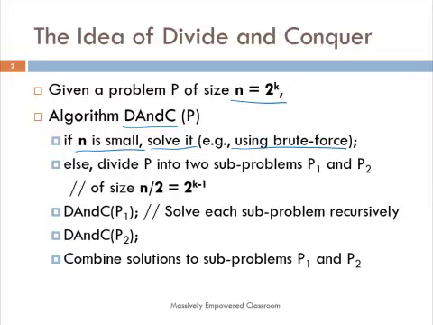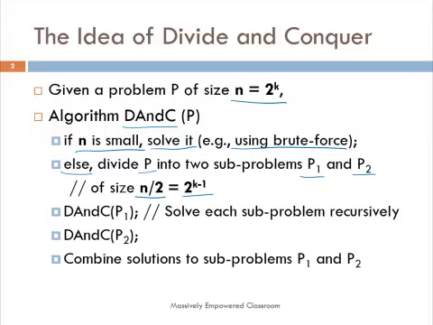The second part of a divide and conquer algorithm is if the problem is not small, else we divide the problem P into, let's say, two subproblems, P1 and P2. Usually they are of equal sizes. So they will be of size n by 2 or 2 to the power of k minus 1. In general, we may not always divide a problem into two subproblems. We may divide it into three subproblems or some other number of subproblems, right? But the most typical cases are when we divide the problem into two or three subproblems of equal sizes.